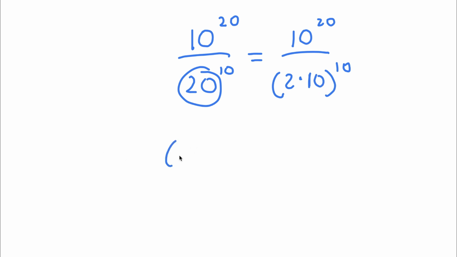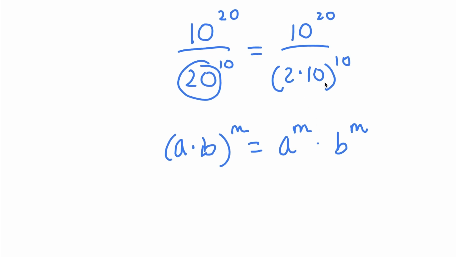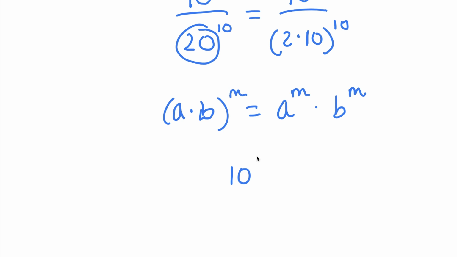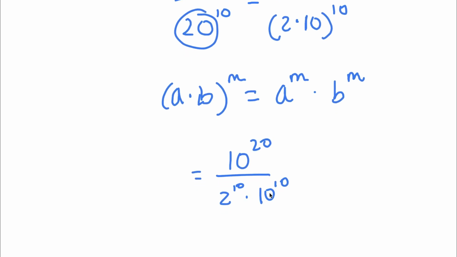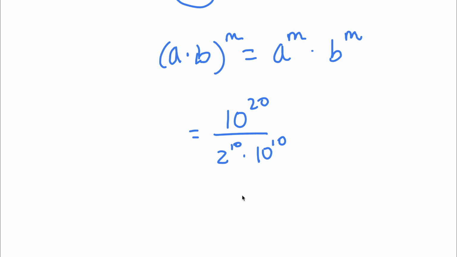Now, if I have something in the form (a times b) to the power of m, this is equal to a to the power of m times b to the power of m. So (2 times 10) to the power of 10 is the same thing as 2 to the power of 10 times 10 to the power of 10. Now, I can rewrite this as 1 over 2 to the power of 10 times 10 to the power of 20 over 10 to the power of 10.